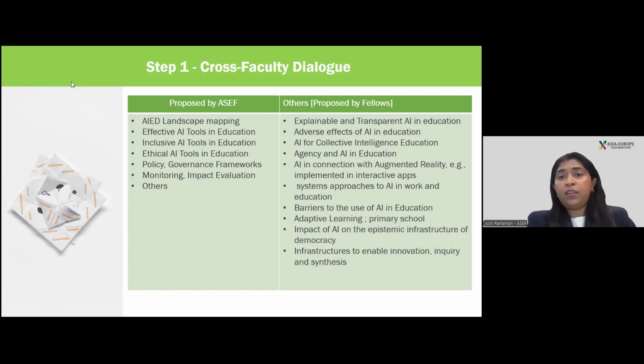The first one is very crucial: explainable and transparent AI in education, adverse effects of AI in education, AI for collective intelligence education, agency, that's very important, and AI in education. I will not repeat all of this, but if you are interested, you can either take a quick screenshot or photo so that you can also have this for your information. We will also share the slides with you. So in case you don't want to take any notes now, that's also okay.